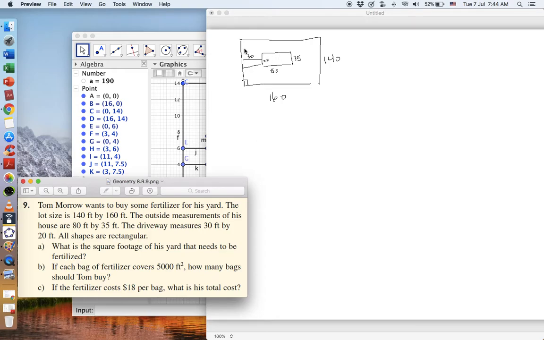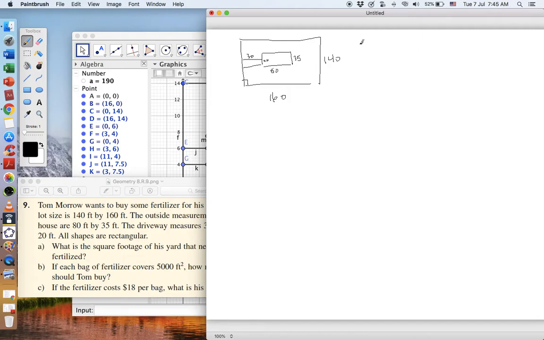So Tom's got a piece of property that's 140 by 160. He's got a house that's 35 by 80. He's got a driveway that's 30 by 20. And all around that area, except for the house and the driveway, he's got some grass. He wants to put fertilizer on the grass, so he needs to know how many square feet of grass he has, so he can figure out how many bags of fertilizer he needs.